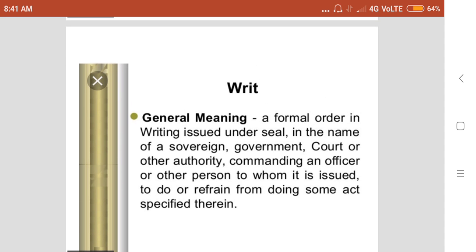So, first let us know what is a writ. The general meaning of the term writ: it is a formal order in writing issued under seal in the name of a sovereign government, court, or other authority, commanding an officer or other person to whom it is issued to do or refrain from doing some act specified therein. So, this is the general meaning of the term writ.